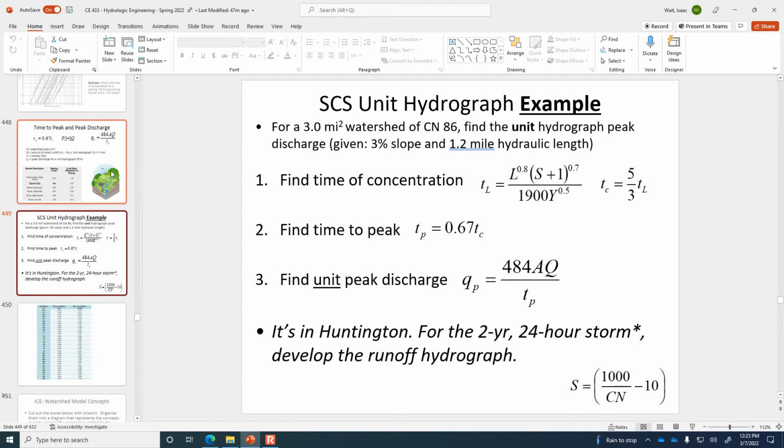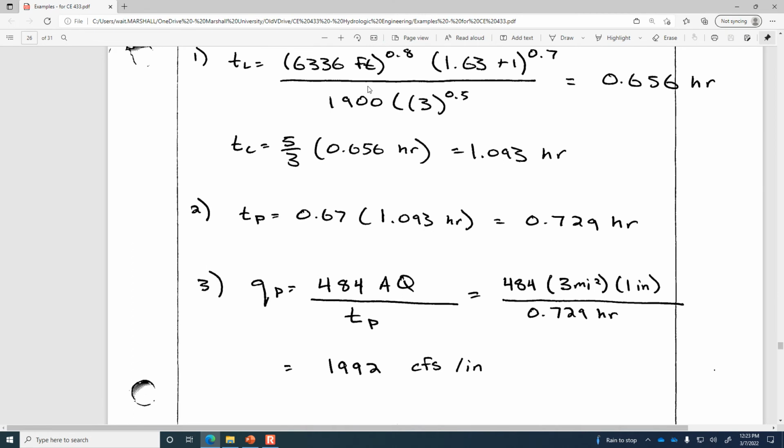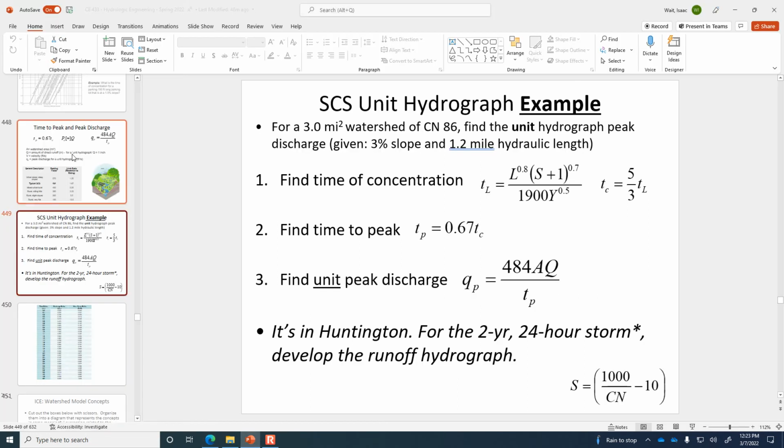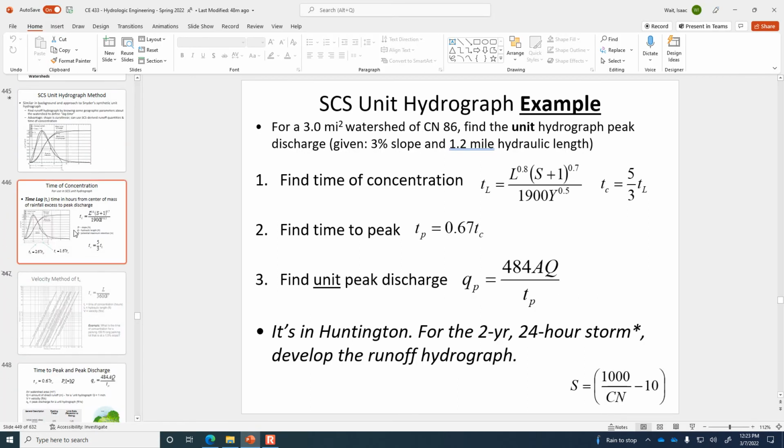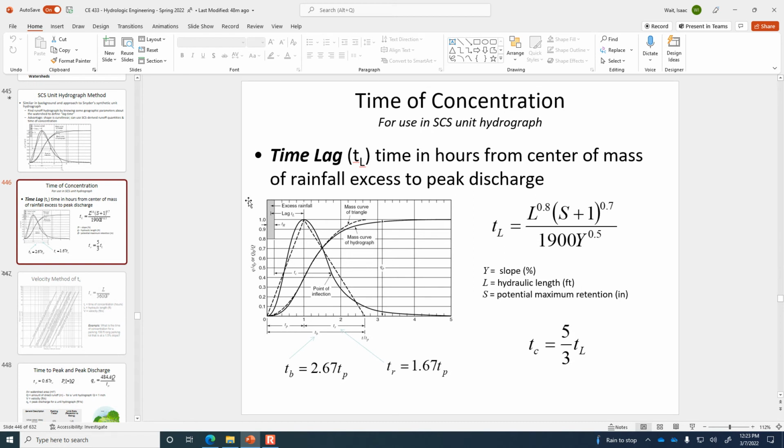All right, so in calculating the time of concentration, we put in the hydraulic length, the S value that comes from having known the curve number, and then the watershed slope. So that tells us the lag time is 0.656. And let's go back to the figure and refresh our memory on what that's talking about. T sub L is from the midpoint of the excess rainfall to the peak.